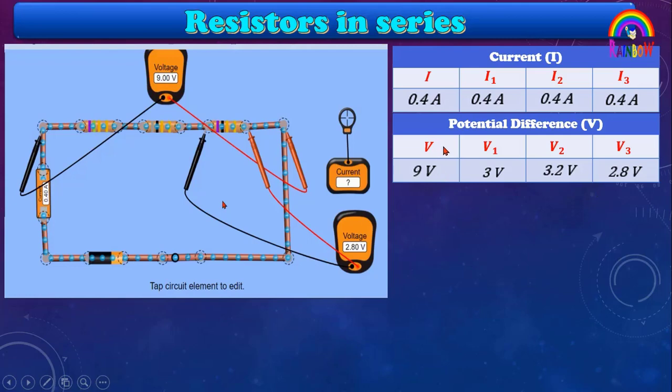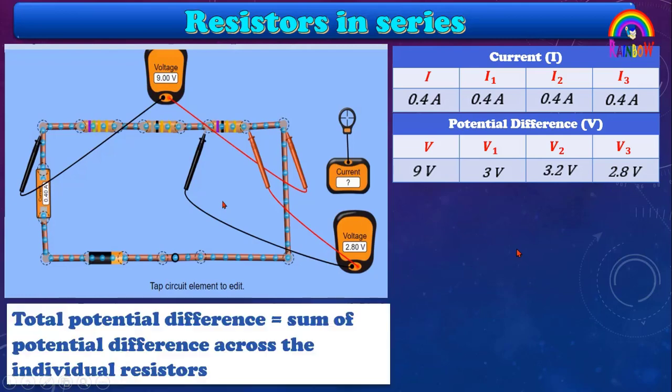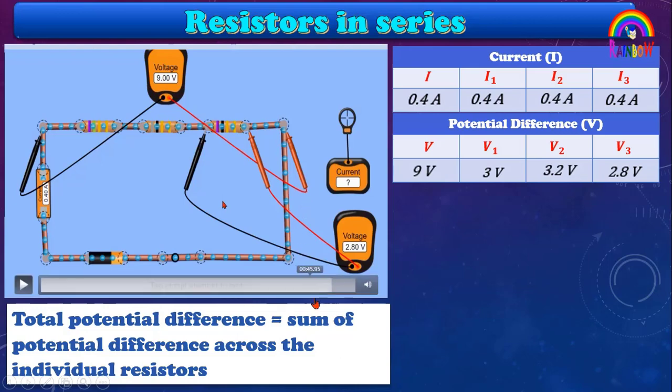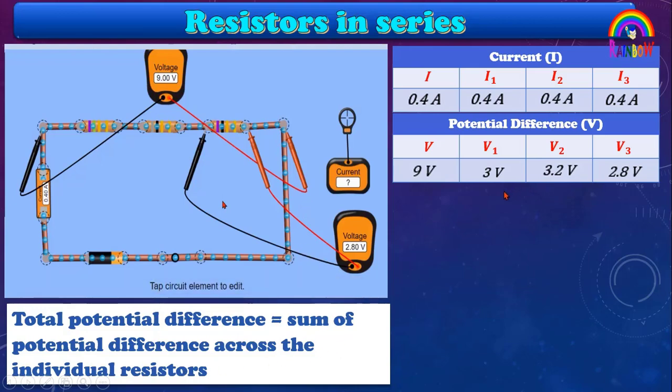Yes, if you observe, you will find that the equivalent potential difference V is equal to the sum of the potential differences across the individual resistors. That is, the total potential difference is equal to the sum of the potential differences across the individual resistors. You can find 3 plus 3.2 plus 2.8 is equal to 9 volt. That is, V is equal to V1 plus V2 plus V3.